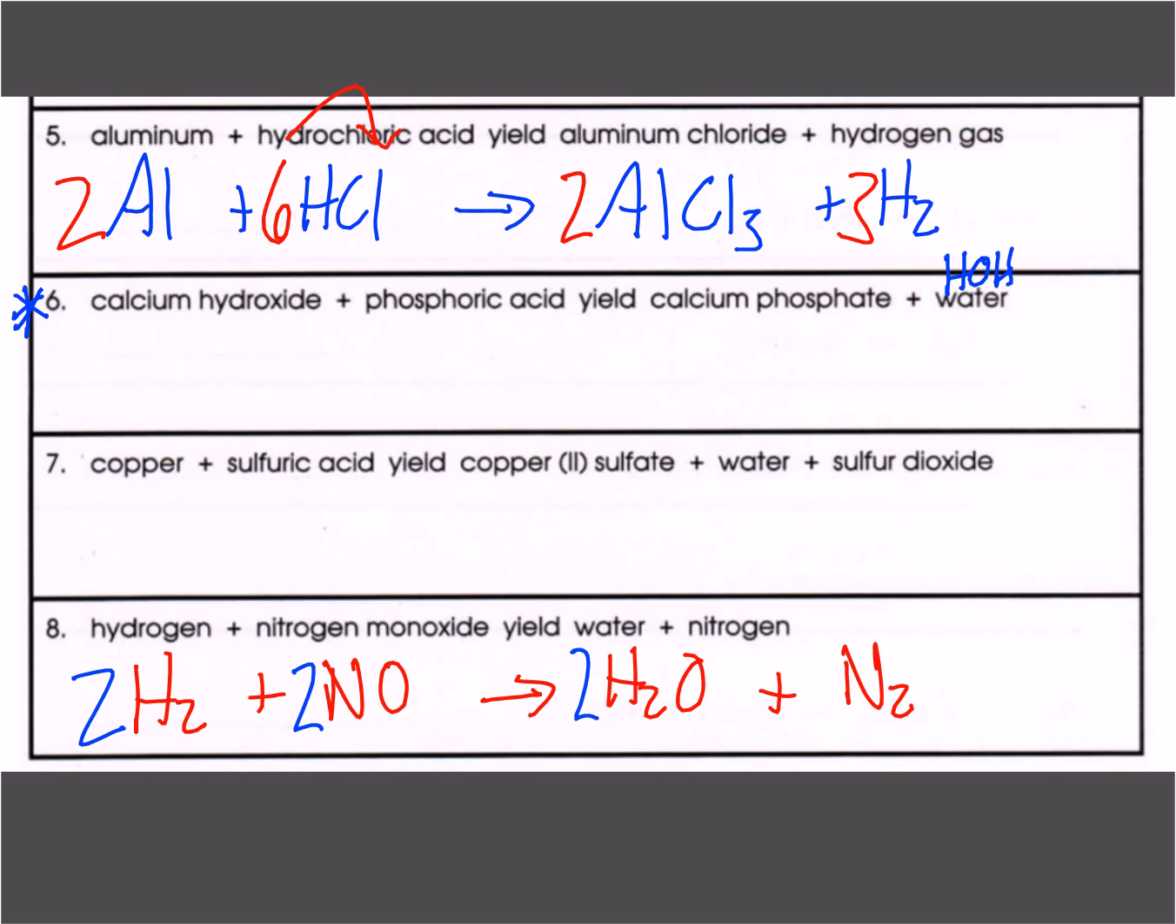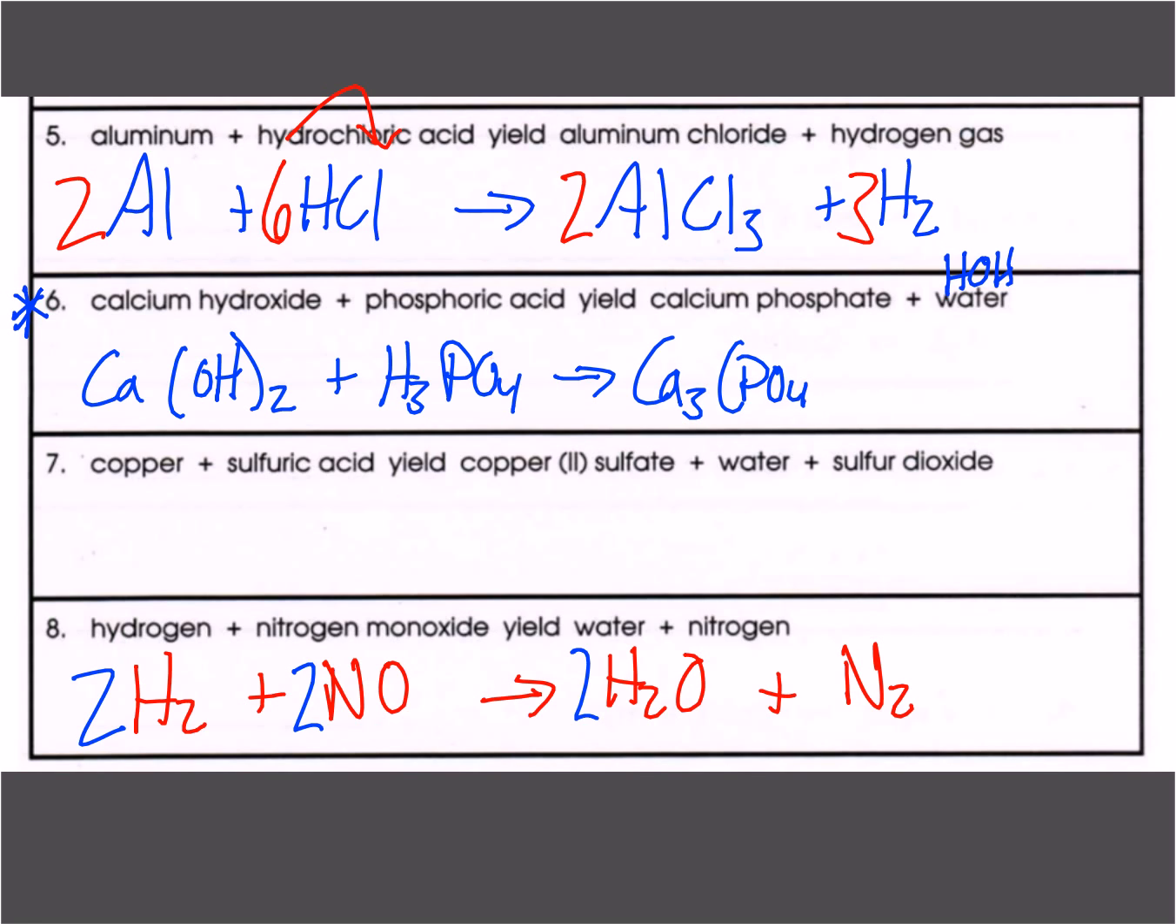Calcium hydroxide, Ca(OH)2, plus phosphoric acid, H3PO4. Have to have that memorized. Yields calcium phosphate, Ca3(PO4)2, crisscross method. Now with water, you can write it out and keep it as H2O, but it may be a little bit more difficult to balance. So when you see hydroxide on one side and water on the other, write it as HOH because it's much easier to see that hydroxide, and then you can balance it as a polyatomic. It's much easier.